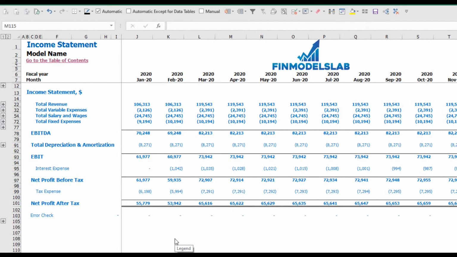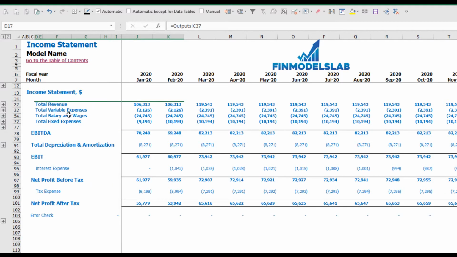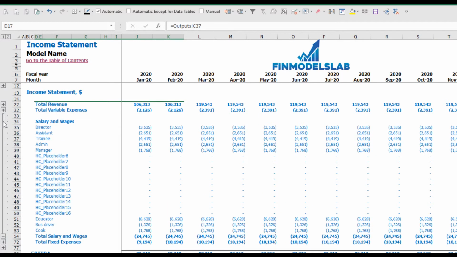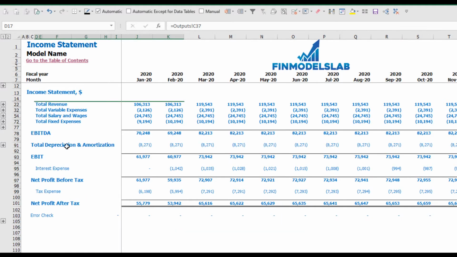On the income statement tab, you may see the main profit and loss line items related to your business. You can see total revenue broken down by the main 5 groups or categories of revenue. You can see total variable expenses, total salaries and wages, total fixed expenses. Each one also has a breakdown by categories, which you may open and review. You may see the EBITDA, depreciation and amortization, EBIT, interest expense, net profit before tax, tax expense, and as a result, net profit after tax.